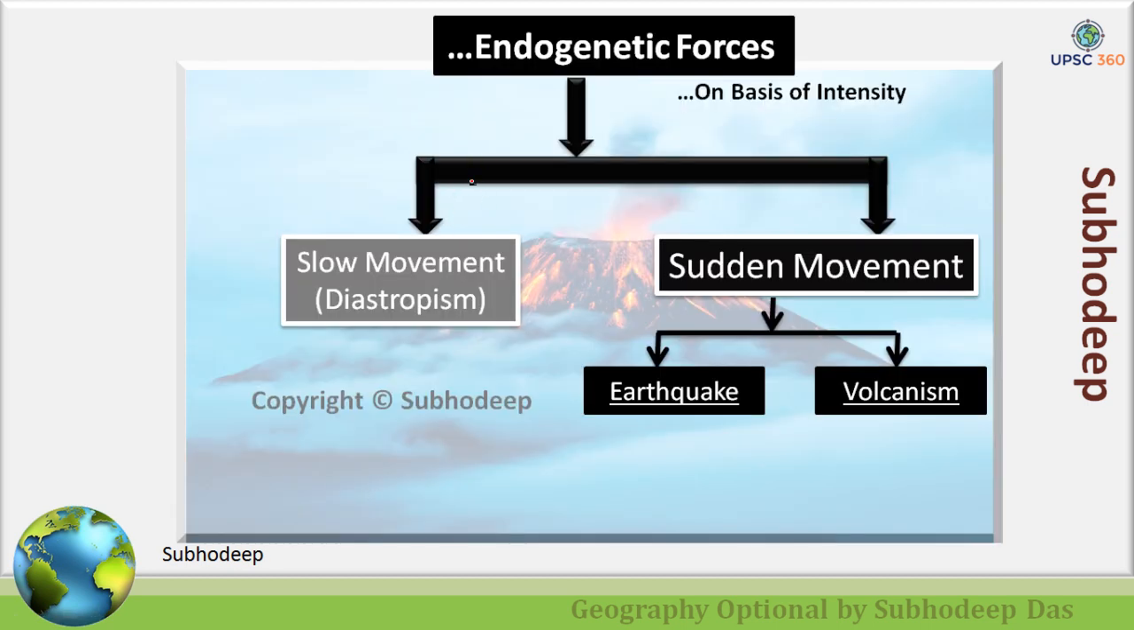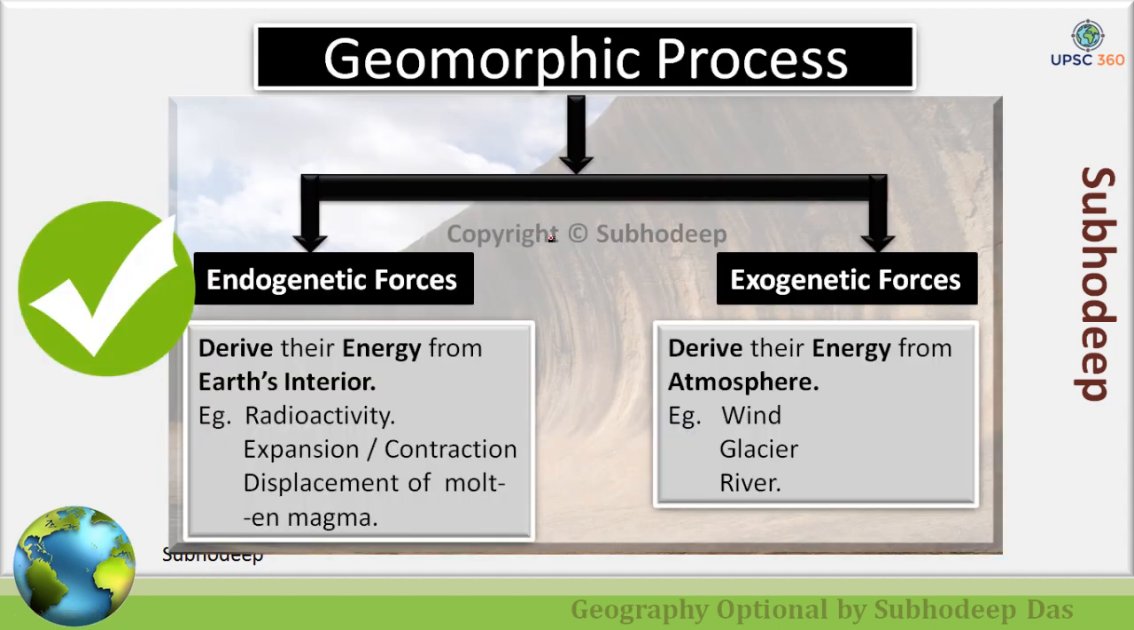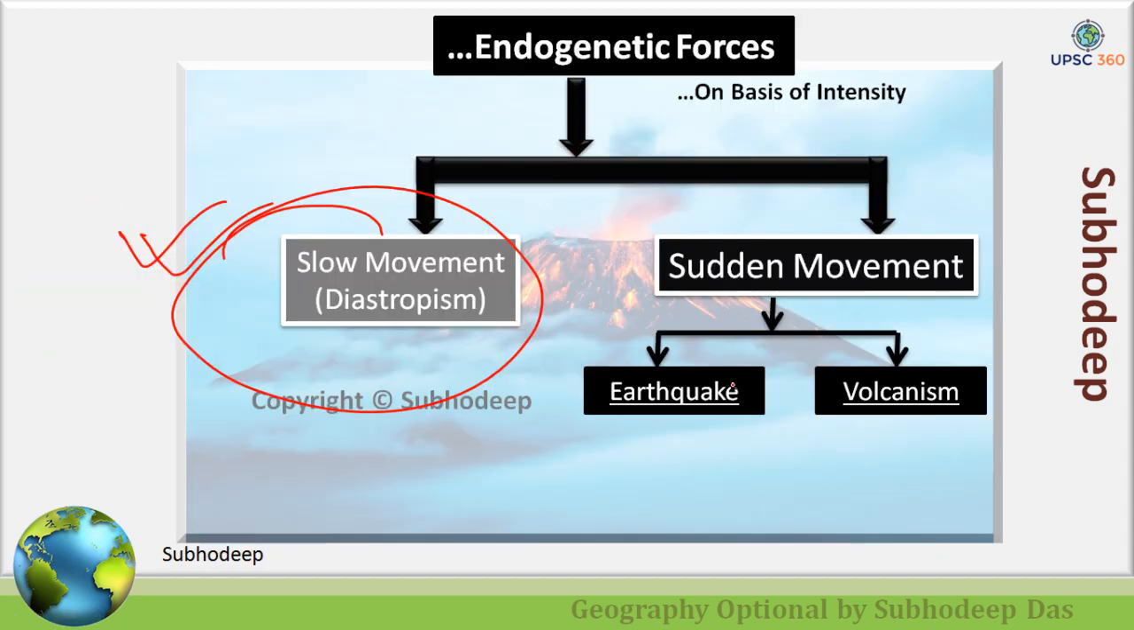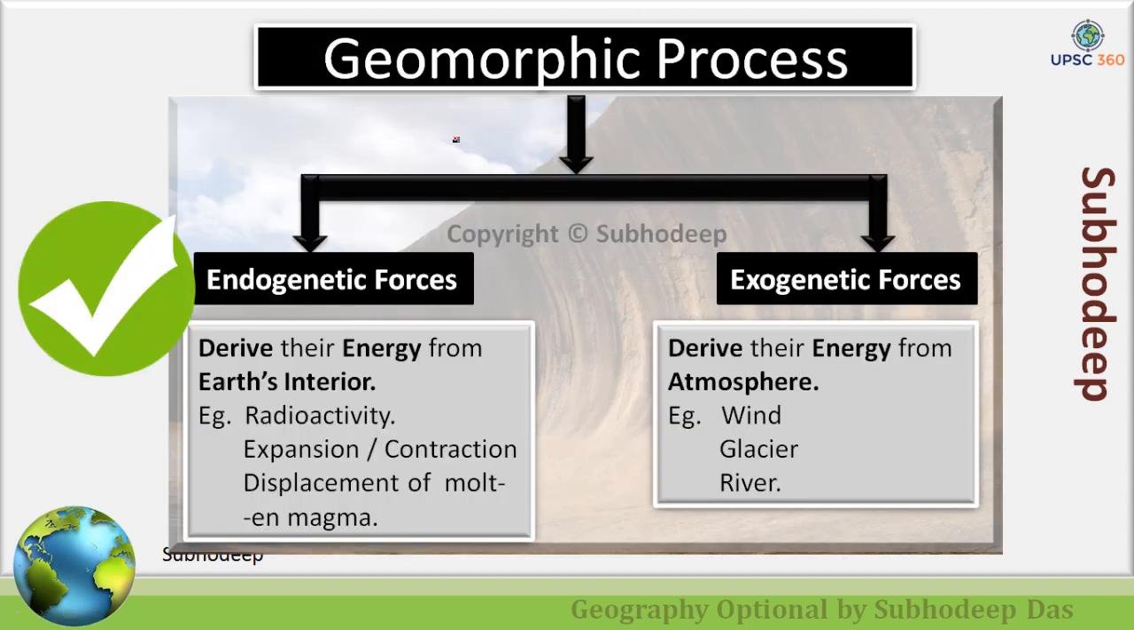So with this, we have covered the slow movement, that is, diastrophic movement of endogenetic forces. Now let's come to the sudden movement. Sudden movement we'll read in the next class, because there are other chapters which are absolutely dedicated to earthquake and to volcanism. So in those classes we'll read about sudden movements. But with this, endogenetic forces come to an end.